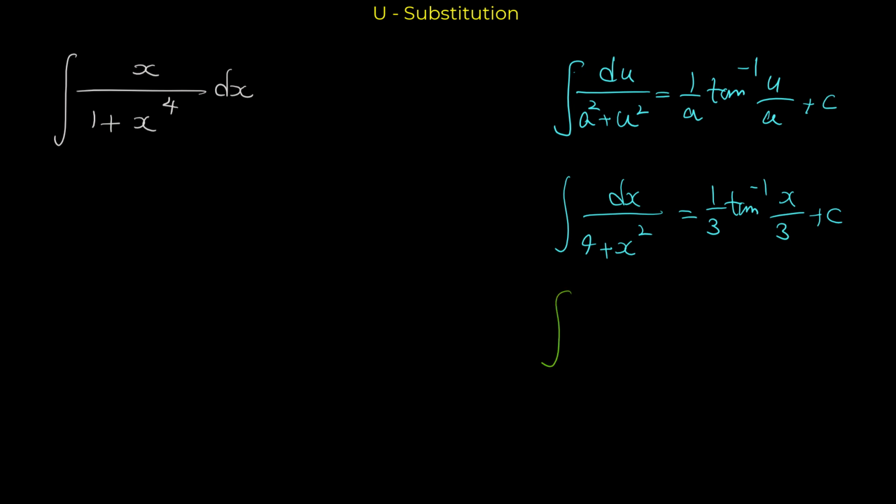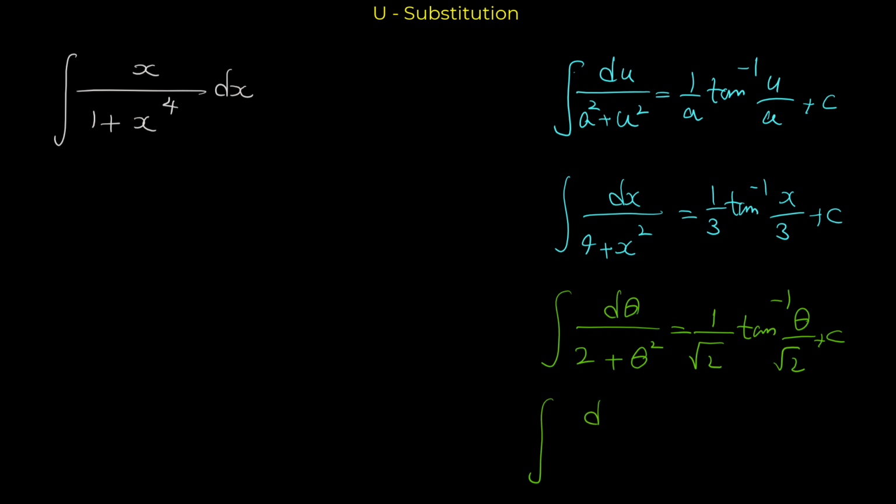Another example. Suppose we want to find integral of d theta over 2 plus theta squared. The answer would be 1 over a. a squared is 2. So what is a that I have to substitute in my formula? a squared is 2, so a is the square root of 2, plus or minus, but we consider a to be positive. So 1 over radical 2 tangent inverse of theta over radical 2 plus c.